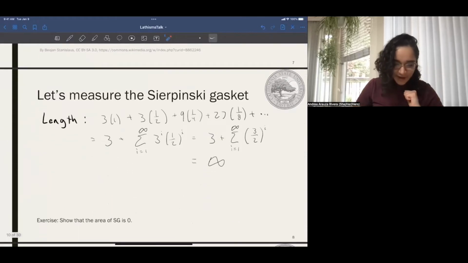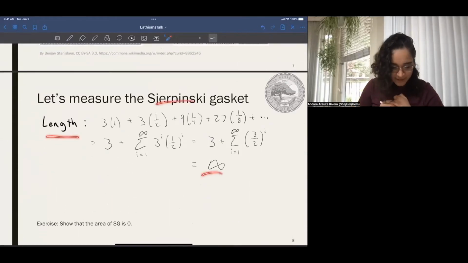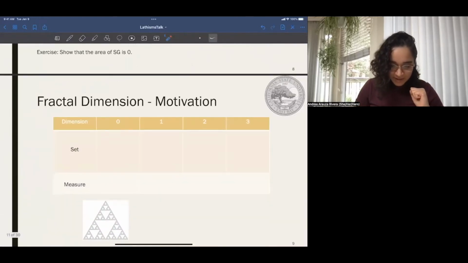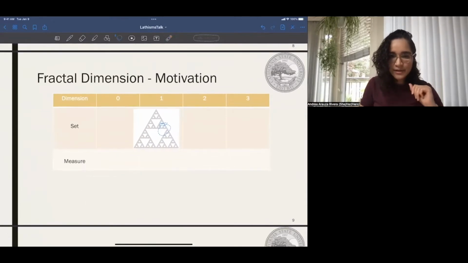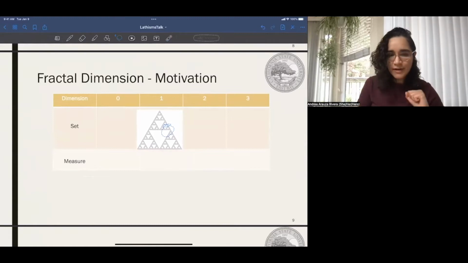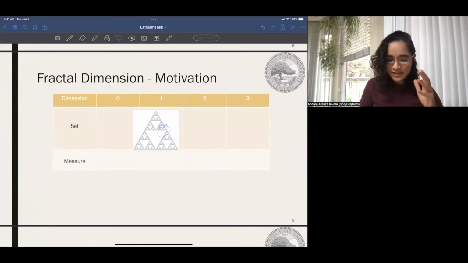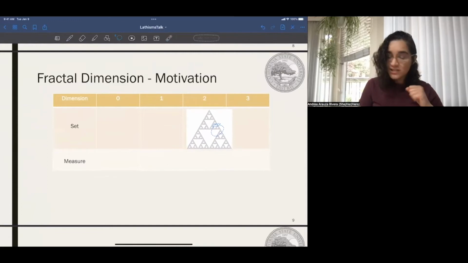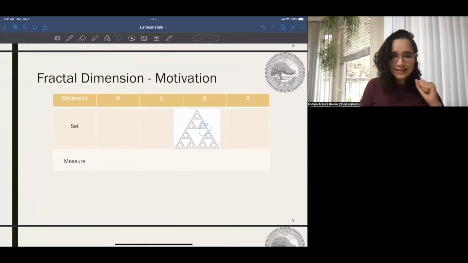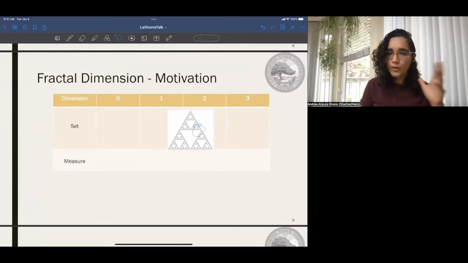In summary here, we have that the length of the Sierpinski gasket is infinite and the area of the Sierpinski gasket is 0. So what that's telling us is that if I try to think about the Sierpinski gasket living in dimension 1, it's too big, right? I get infinity when I measure its length. So it's in some sense too big to live in dimension 1. When I think of it instead in dimension 2, now it's too small, right? Its area is 0, so it's too small to live in dimension 2. So in some sense, I really want to say that it lives somewhere between dimension 1 and 2.